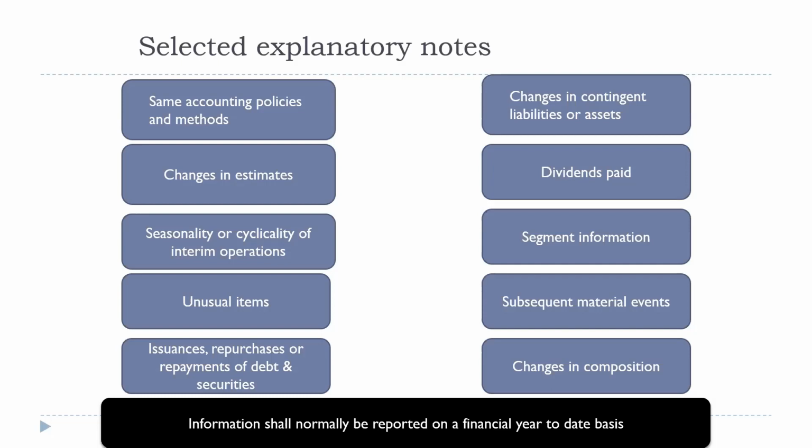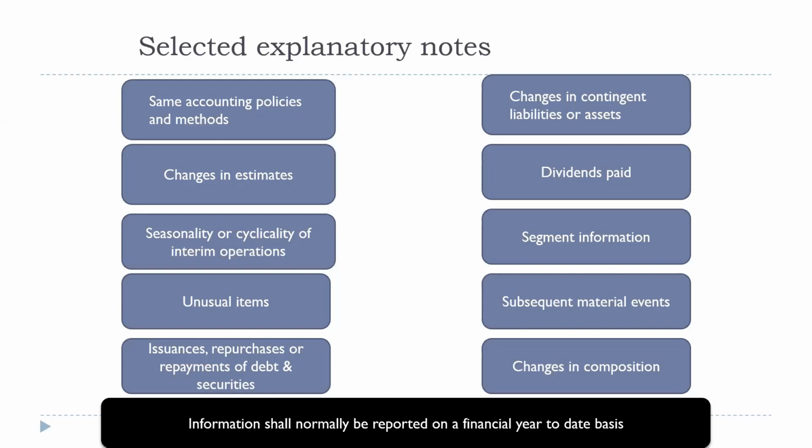Seasonality or cyclicality of interim operations. So we compare it with the same season. Like if we are publishing an interim report of October to December, we should give a comparative of October to December for the income statements to make people aware that in this season, why the revenues are less or why the revenues are more. Because if someone is selling ice cream, definitely their revenues in winters will be less. Revenues in summers will be high. So it makes sense to compare it with the same season. Unusual items, if there exist, we need to disclose them.